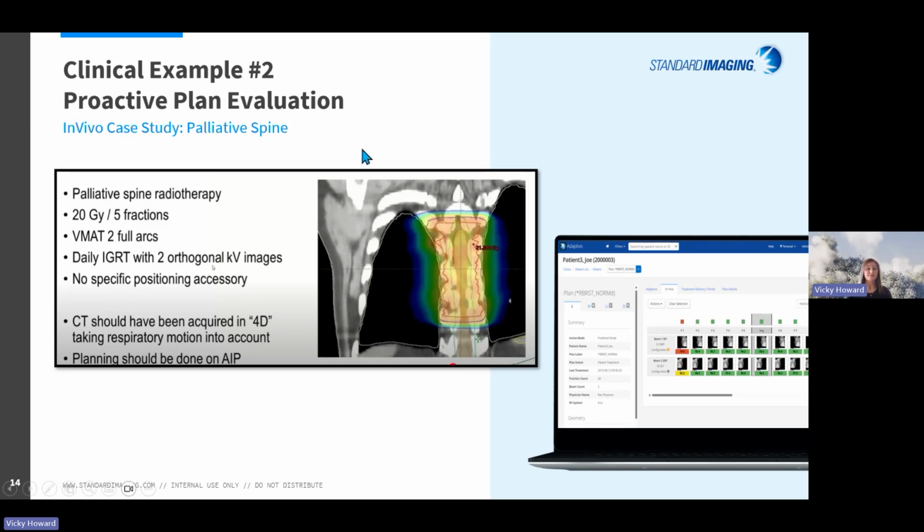This is a palliative spine case. They were treating 20 gray in 5 fractions with 2 full VMAT arcs. Again, they were doing daily IGRT with 2 orthogonal kV images, and there was no specific positioning accessory for this patient. Now, the planning CT was acquired as a 4D CT, and it should have been done on the average intensity projected image, the AIP image.